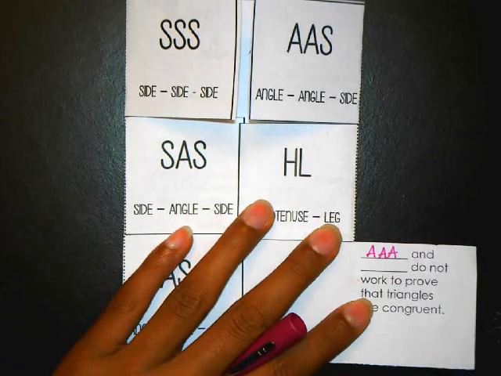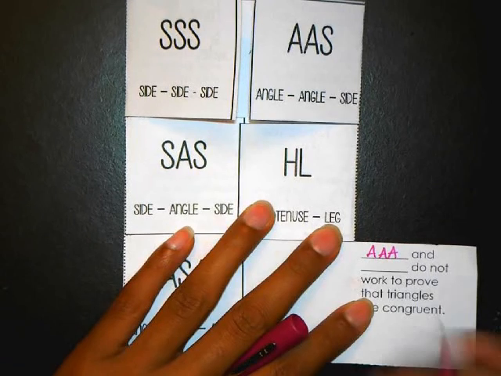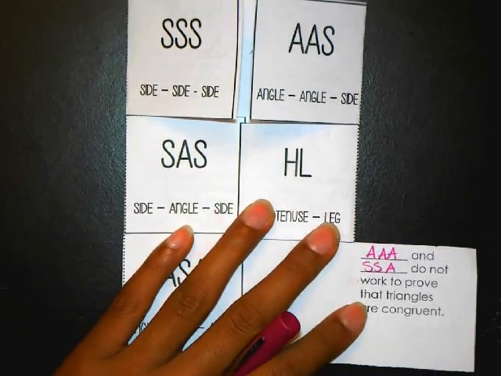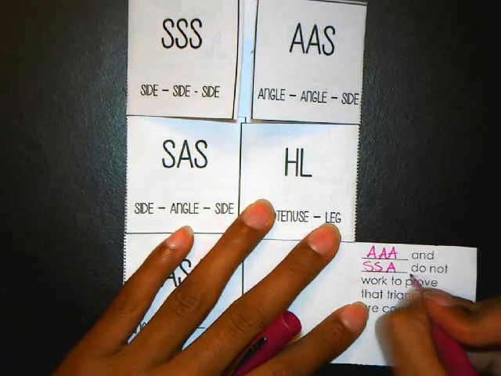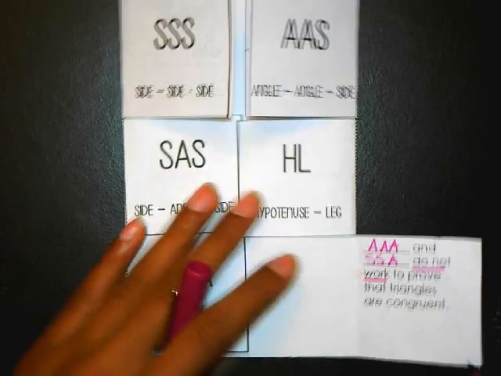Alright, so to help us remember it, we're going to go ahead and draw a circle. Inside of it, we're going to draw AAA and SSA. And we're going to draw a line going through it because that is not allowed. You cannot use those two.